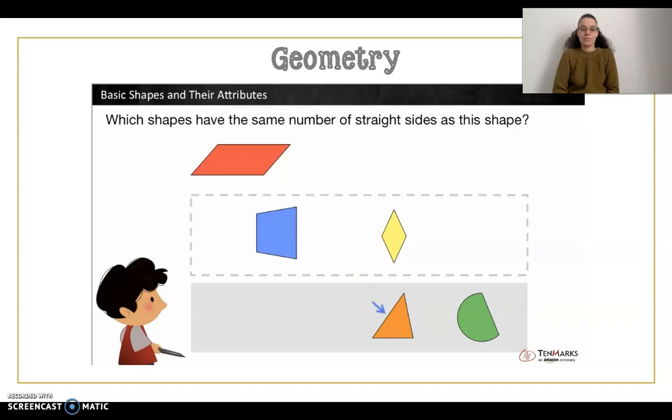This shape has 1, 2, 3 straight sides. It does not have the same number of straight sides as the red shape. This shape has 1 straight side. It also does not have the same number of straight sides as the red shape. In this lesson, you learned about shapes and their attributes. Thanks for watching.